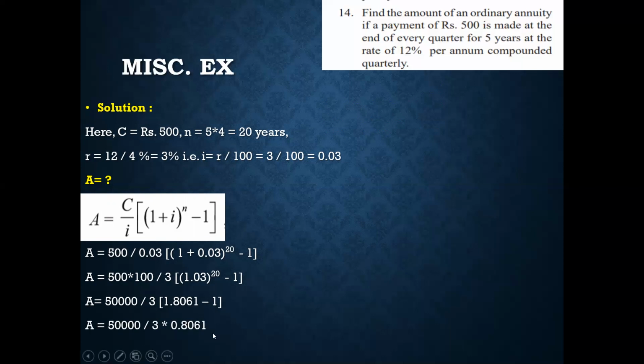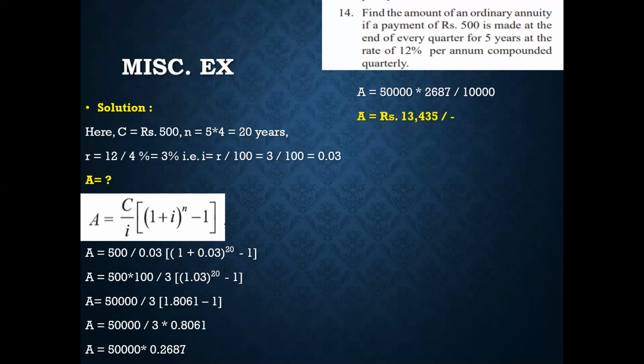On subtraction you get 0.8061. Now 50,000 cannot be cancelled by 3, but 0.8061 goes in the table of 3. So I've kept 50,000 as it is. And I have divided 0.8061 by 3, which gives me 0.2687. Then you can remove the decimal like this. And the final answer which you get is 13,435. So the amount of an ordinary annuity is 13,435. I hope class, the sum is clear to you.